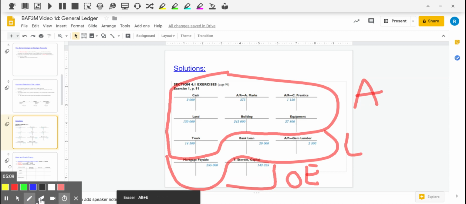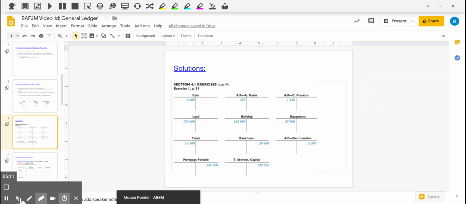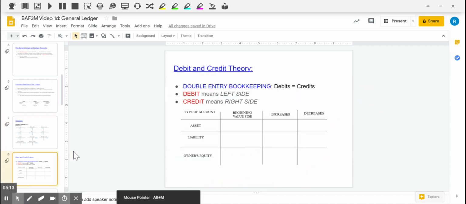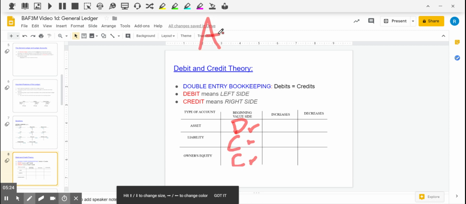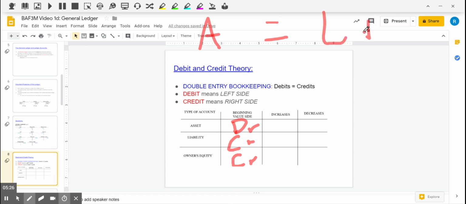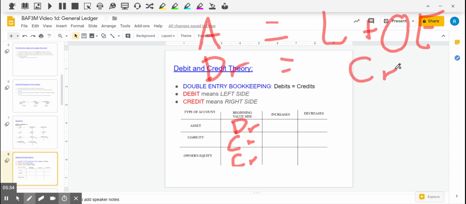So what you notice is that each account's normal balance depends on the type of account. If it's an asset account, it always begins on the debit side. Liabilities and owner's equity always begin on the credit side. You might be noticing this is because of the fundamental accounting equation. Today, instead of just saying assets equals liabilities and equity, we're going to say that debits equal credits in every transaction. That'll make a little more sense coming up.